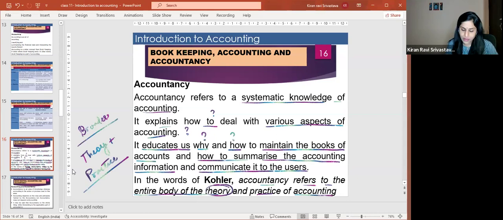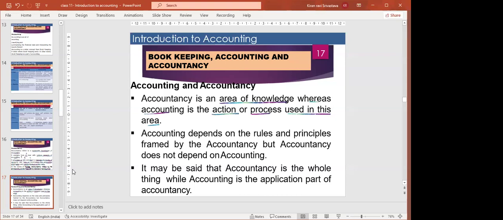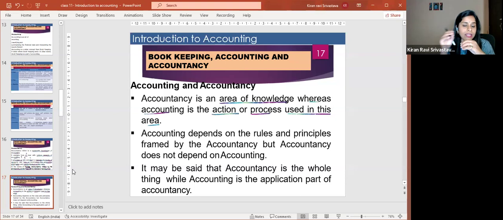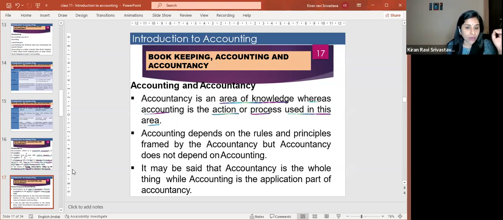Next is accounting and accountancy. What is the difference? Accountancy is an area of knowledge, whereas accounting is the action or process used in this area. Accountancy is a wider concept. In that area, when you're using a specific action or process, you're basically accounting. For example, accounting for a non-profit organization, accounting for a profit organization.